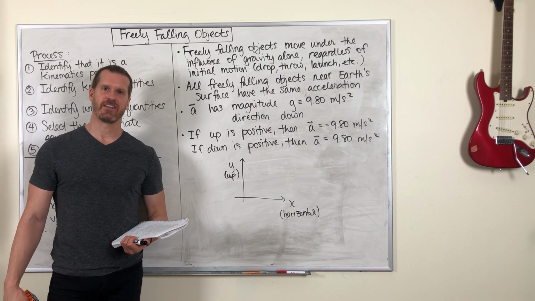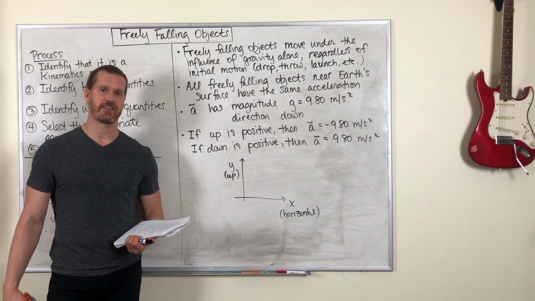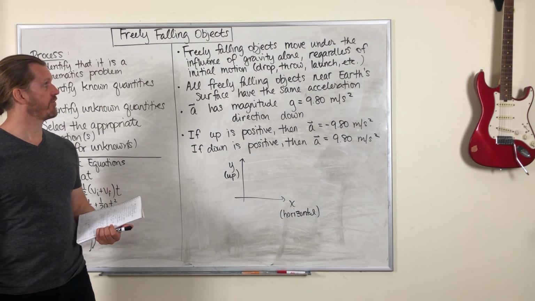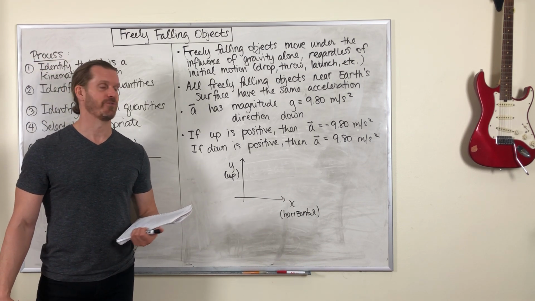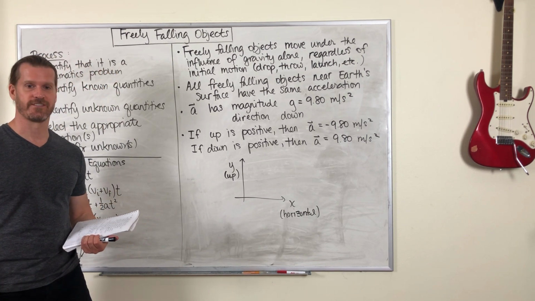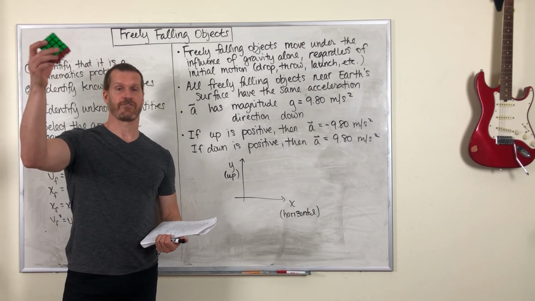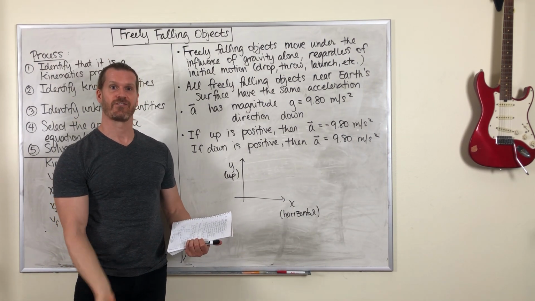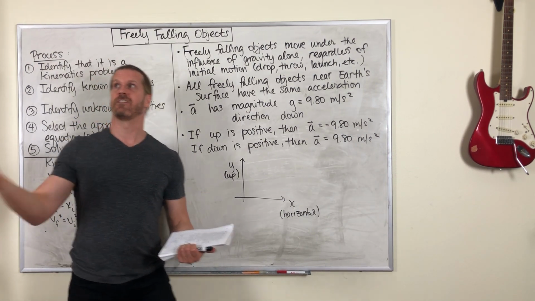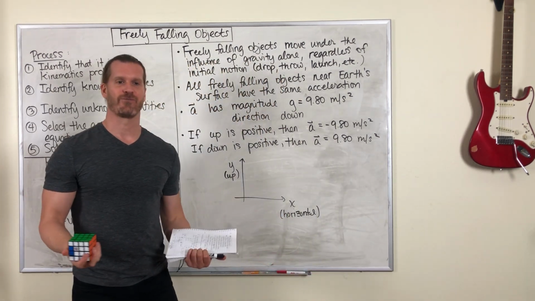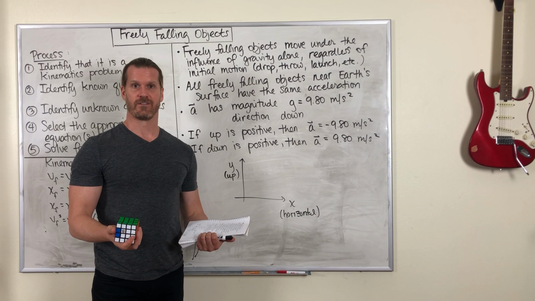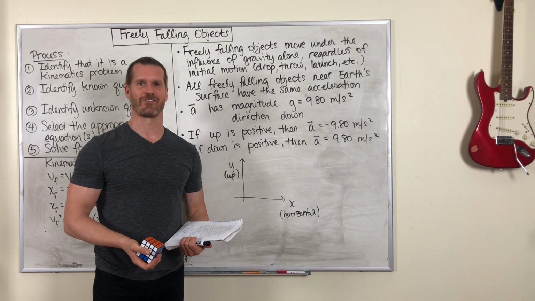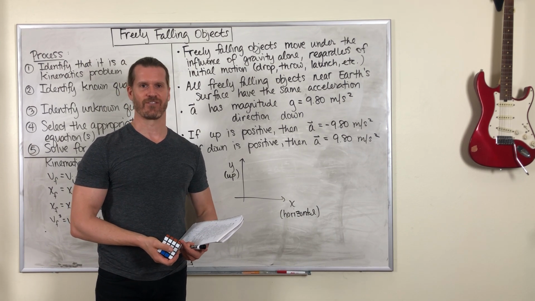Apply what we've been learning about kinematics to the situation of freely falling objects. Now, a freely falling object is an object that moves under the influence of gravity alone, regardless of its initial motion. So a freely falling object could be an object that you drop, it could be an object that's thrown, it could be launched at an angle. Those are all situations where once you let go of the object, the only force acting on it is gravity. We'll talk about gravity forces later on.